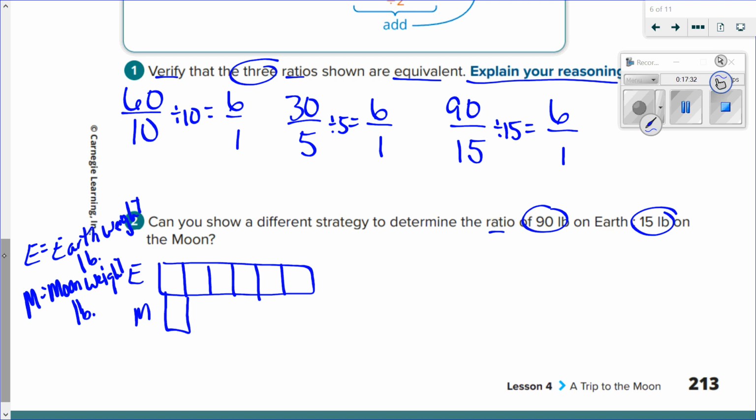How do I go from 1 on the Earth to 15, or 1 on the moon to 15 on the moon? What would I multiply by? 15. 15 gives me a ratio constant of 15. So if I put 15 in every box, I now have 90 to 15. Is that another way to show that those are equivalent?